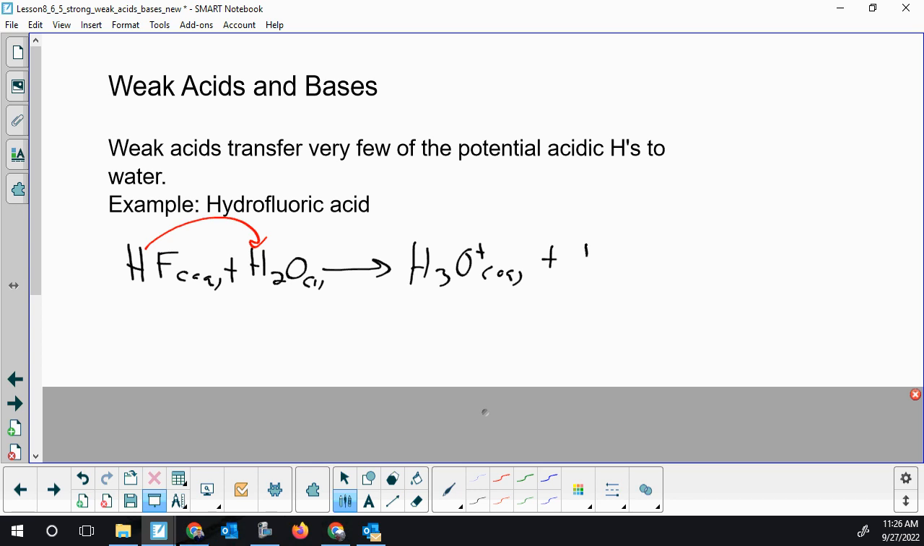The HF turns into F minus. Okay, the charge is always dropping 1. So we don't write in that hydrofluoric acid has no charge. We have to realize that when we take away an H plus, the charge drops by 1. Okay, this is a weak species. This will be less than 100%.